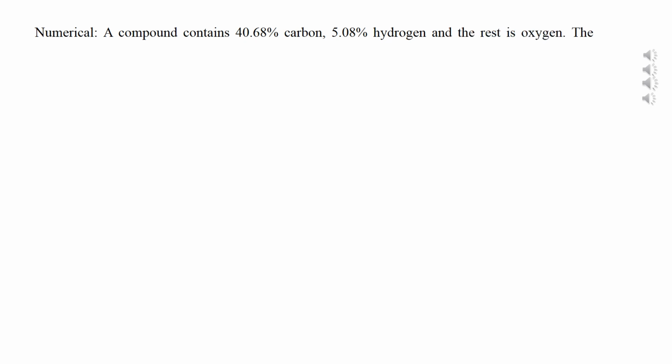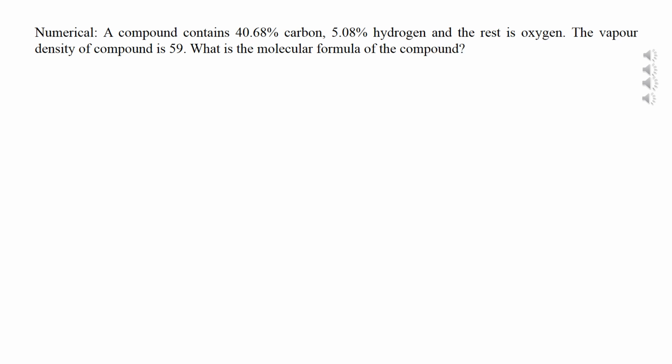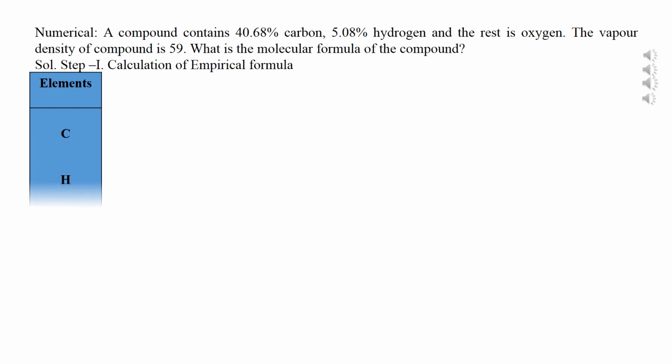Let's see another numerical problem. A compound contains 40.68% carbon, 5.08% hydrogen, and the rest is oxygen. The vapor density of the compound is 59. What is the molecular formula of the compound? In this problem also, first we have to find out the empirical formula. So first of all, write down the elements which are given in the numerical problem. Here we have carbon, hydrogen, and oxygen.